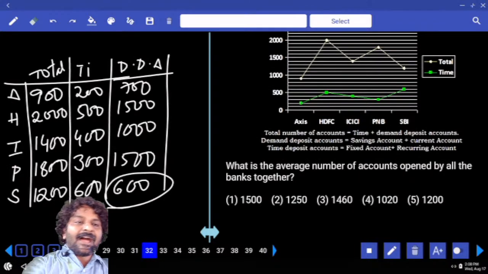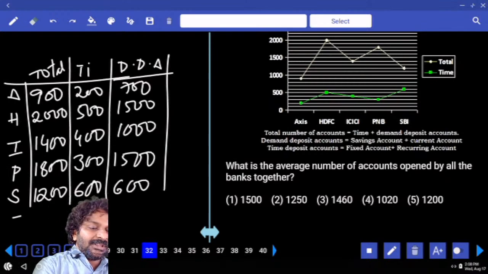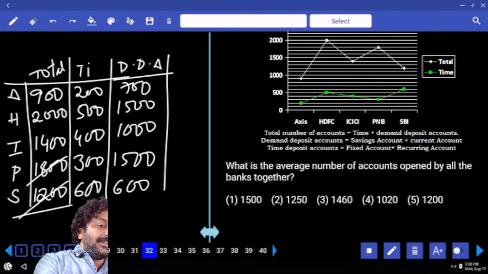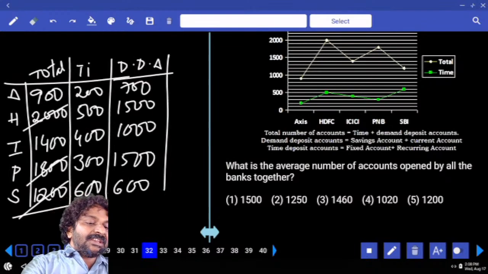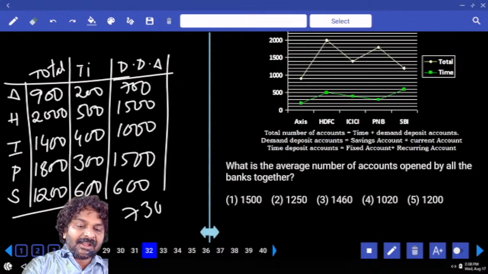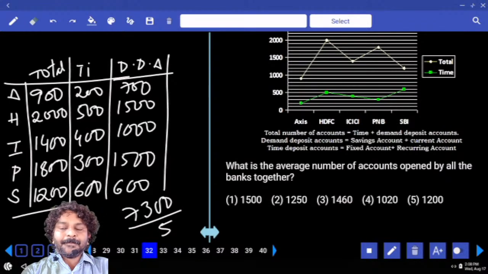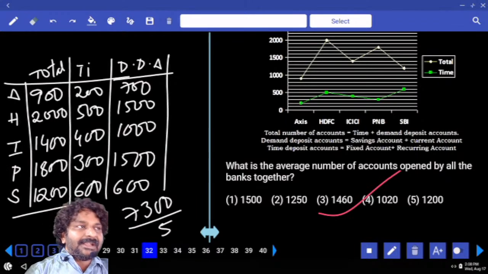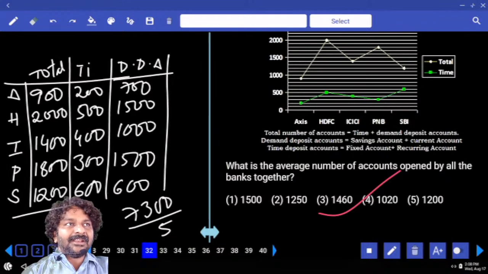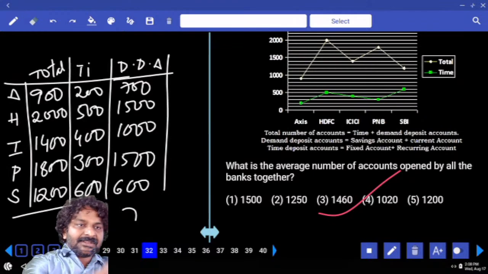Next, what is the average number of accounts opened by all the banks together? All banks, it is total only. 1200, 1800, 3000 plus 2000, 1400 plus 900, 2300. Total how many are there? 7300. Now we were asked to calculate the average only. Divided by 5, 7300 by 5. 1460: divided by 10 into 2. What is divided by 10? 730. 2 times of it, 1460.